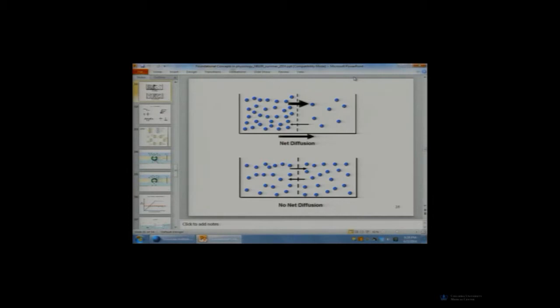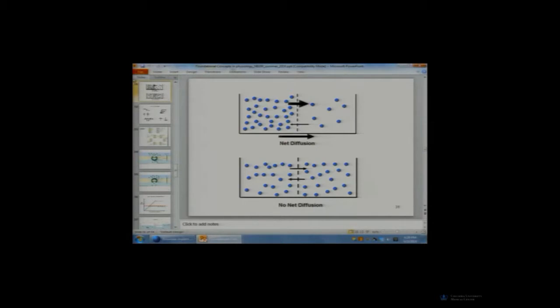So diffusion requires a concentration gradient. Okay? And it's always trying to get to equal on both sides. Okay? So that's the crux of diffusion.